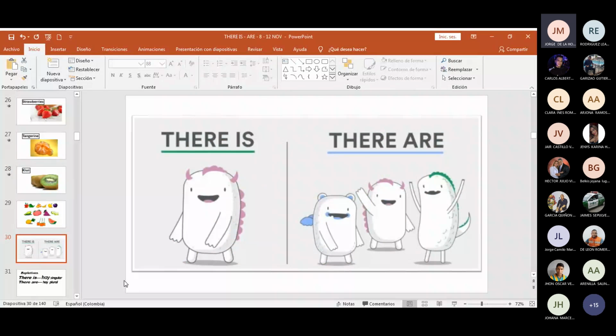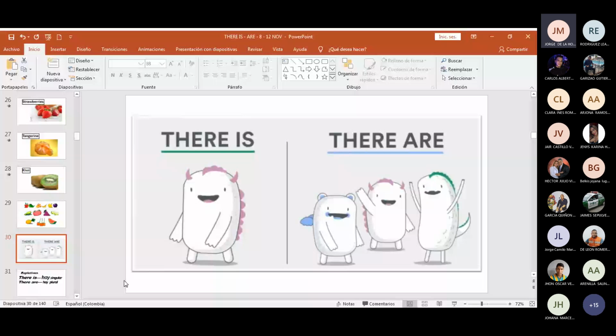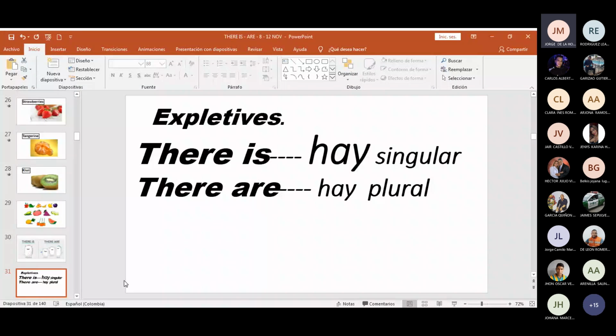¿Con qué vamos a combinar las frutas? Con el there is and there are. Remember que nosotros estuvimos hablando del there is y el there are. Ellos son unos expletive, students. They are expletive that are going to indicate singular or plural. In Spanish, there is and there are going to indicate qué es lo que hay en un lugar. So we are going to use there is.